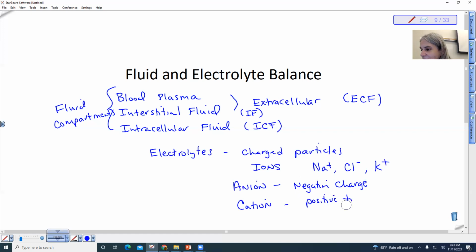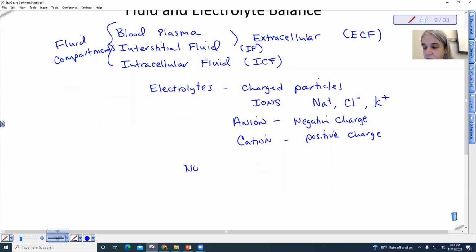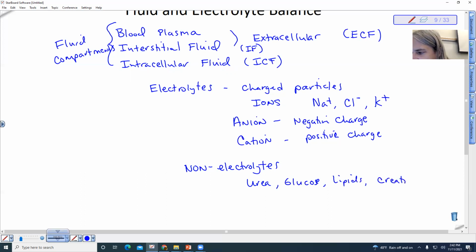Now, it's important to realize that there are other things besides electrolytes, for example, in your interstitial fluid. So we have non-electrolytes dissolved as well. Non-electrolytes are things that do not carry a charge. For example, this would be urea, glucose, lipids, and creatine is another non-electrolyte. So those are also in solution.